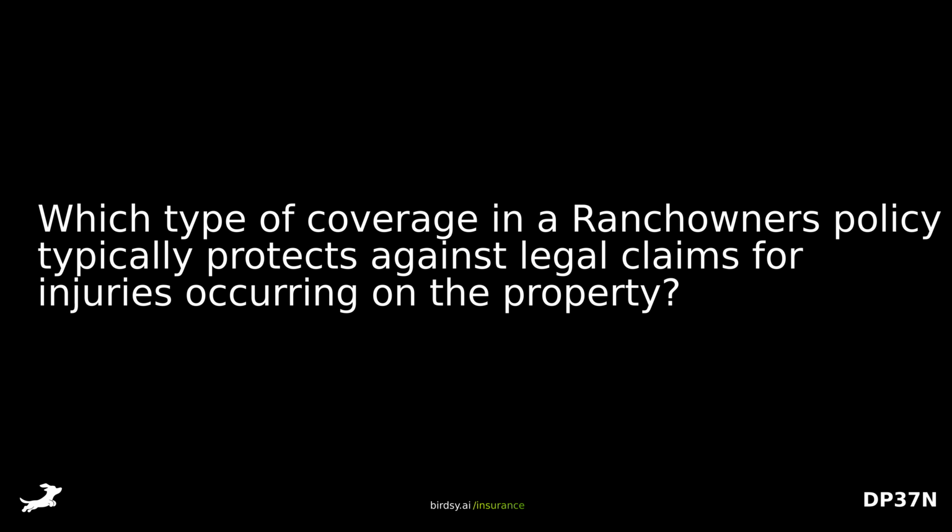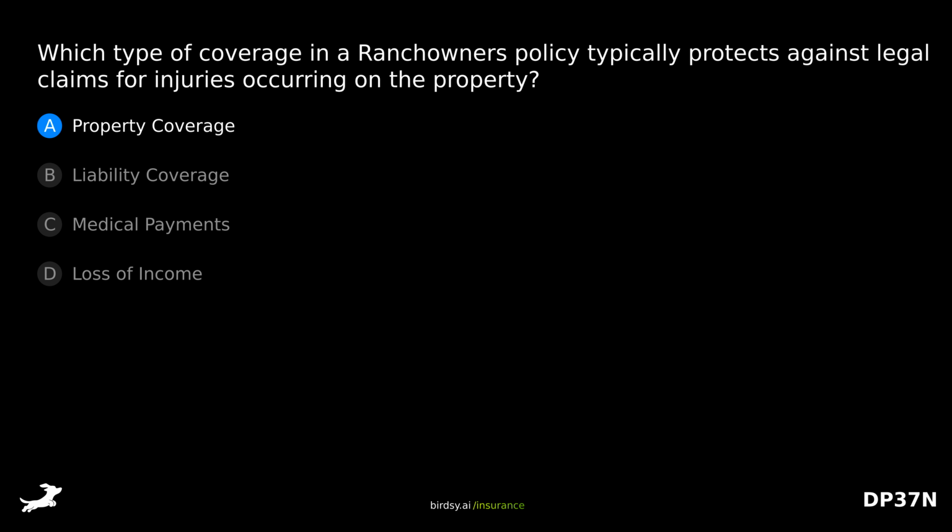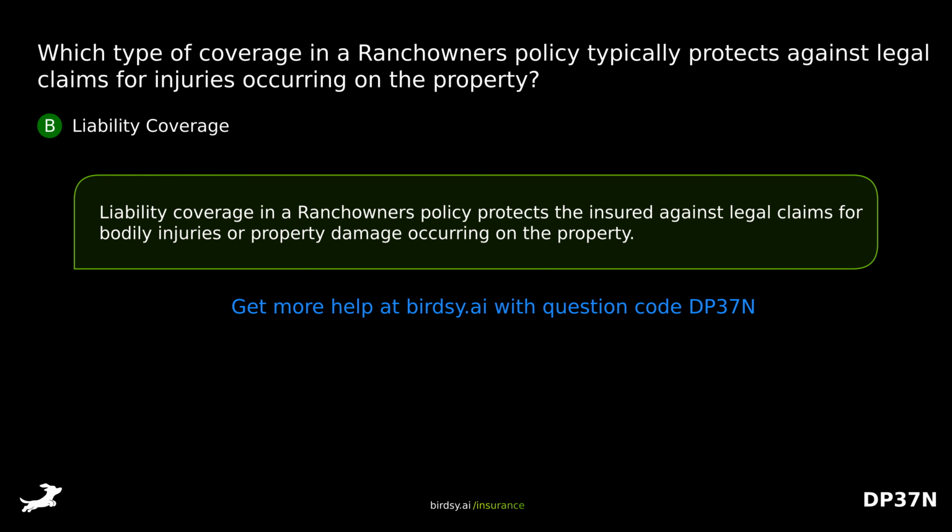Which type of coverage in a ranch owner's policy typically protects against legal claims for injuries occurring on the property? Is it A, property coverage, B, liability coverage, C, medical payments, or D, loss of income? The answer is B, liability coverage. Liability coverage in a ranch owner's policy protects the insured against legal claims for bodily injuries or property damage occurring on the property.